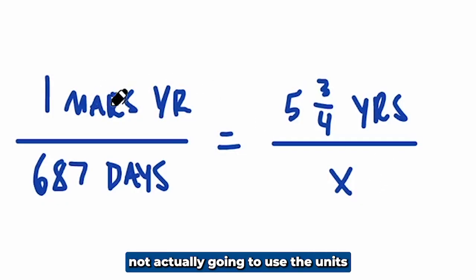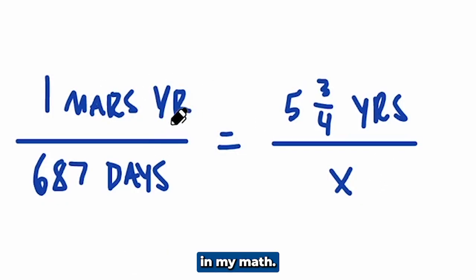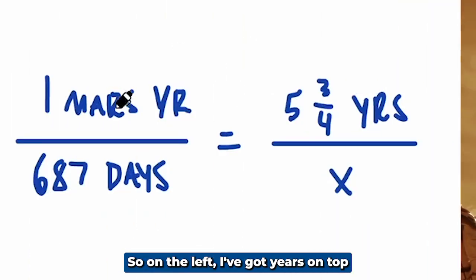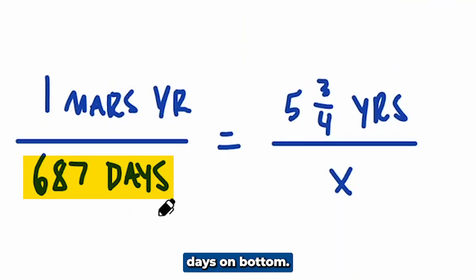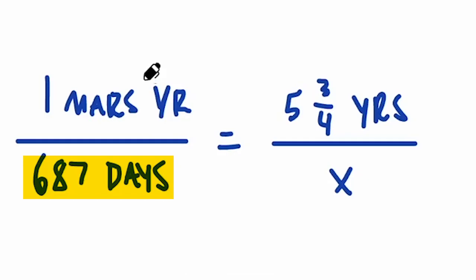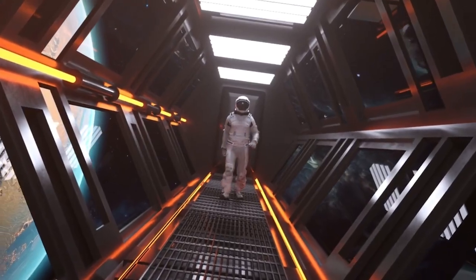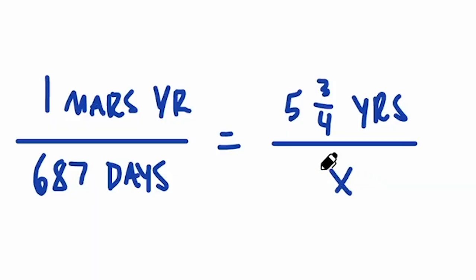Now notice here, I'm not actually going to use the units in my math. I'm just using the units to keep track of putting things in the right places. So on the left, I've got years on top, days on bottom. By the way, I could have flipped that if I wanted to, but this is the way I did it. So on the right side, I have to keep years on top and get days on bottom. Okay, well, here we go. We've got the proportion set up. We've got to cross multiply to solve.